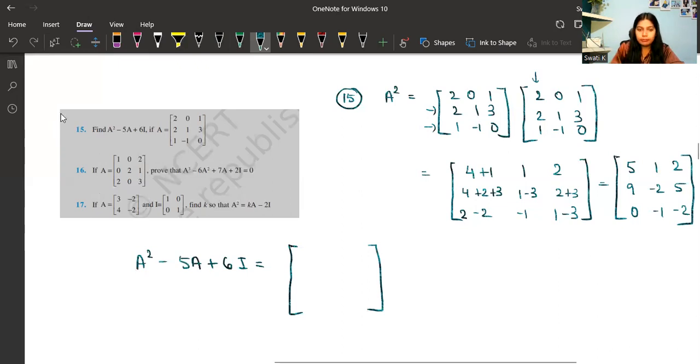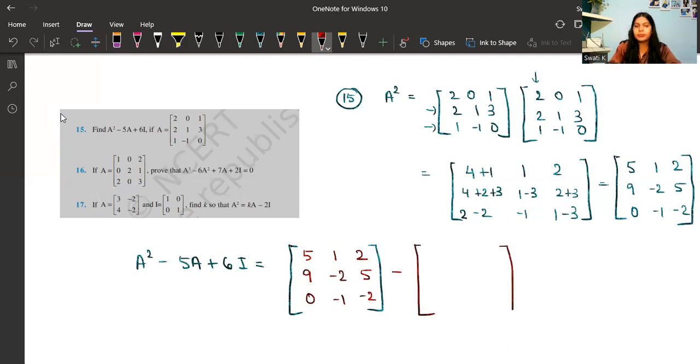And that is 5, 1, 2. This is 9, -2, 5. This is 0, -1, -2. Minus, it's 5 times A. I'm just skipping one step here by not writing 5 and then times A. I'm just multiplying 5 with each entry of A. And that is 10, 0, 5.